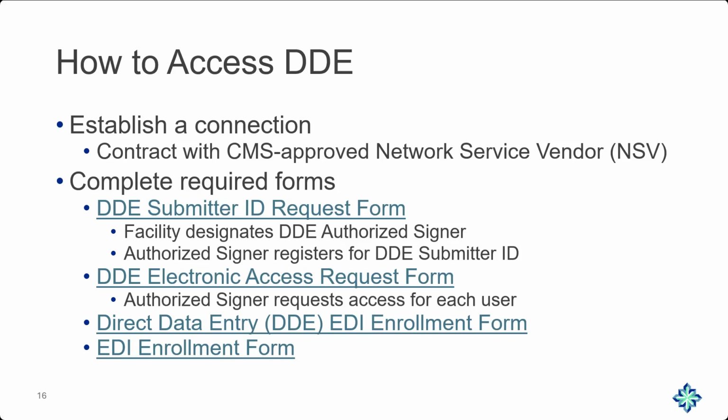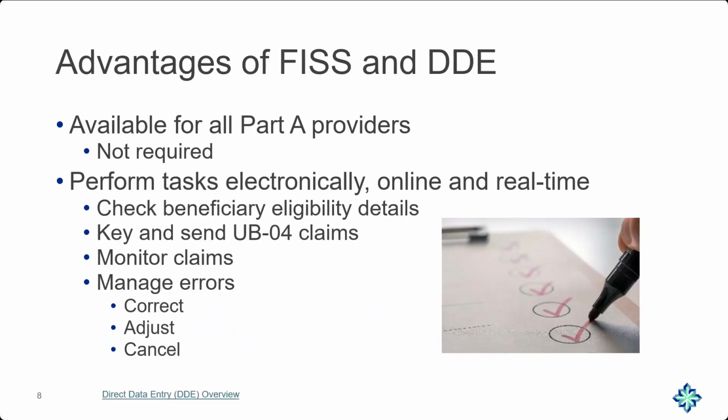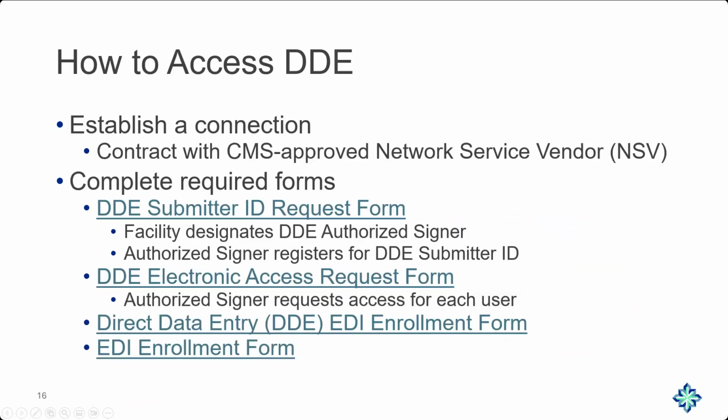You can refer to the DDE overview article that I mentioned back on slide 8. I think it was slide 8. Let me see. Yeah, if you go to this article here, it'll tell you that information about getting connected, the 2 authorized approved network service vendors that we have. They're listed there, how to contact them, details, instructions about the forms, and things like that.